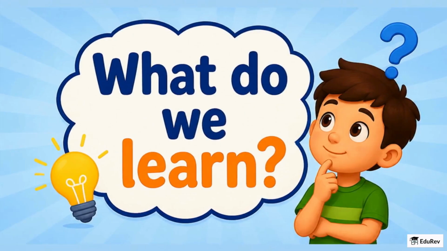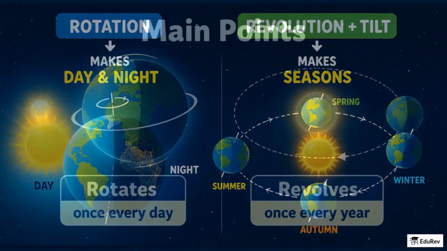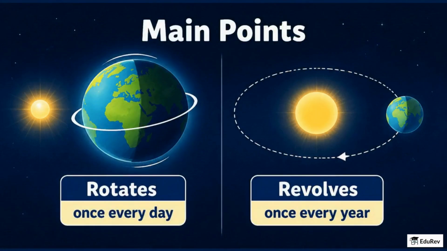So, what do we learn from this? We learn that rotation makes day and night, and revolution plus the tilt makes the seasons. Let us quickly remember the main points.